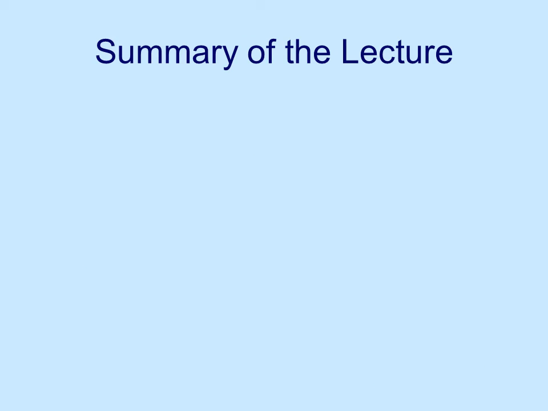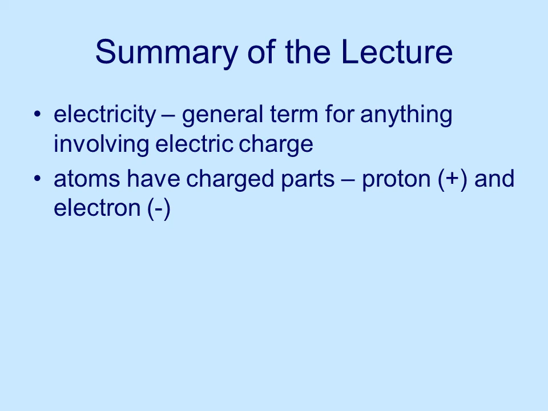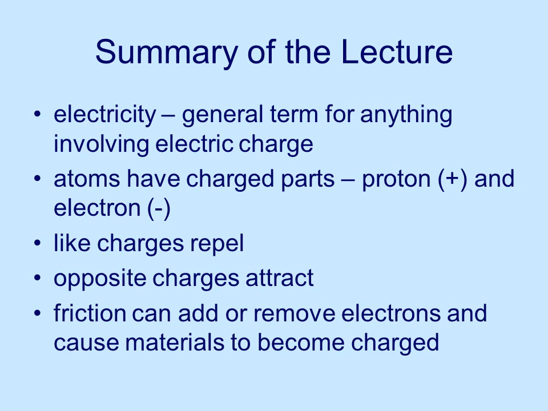Okay, this was a short one. It's a very short chapter, but got a couple of interesting and worthwhile points to it. Electricity is a general term for anything involving an electric charge. Generally, we consider electricity to be the flow of electrons. Atoms have charged parts. The proton in the nucleus is positive, and the electron going around the nucleus is negative. And like charges repel, so protons would repel one another, opposite charges attract. So protons and electrons would be attracted to one another.